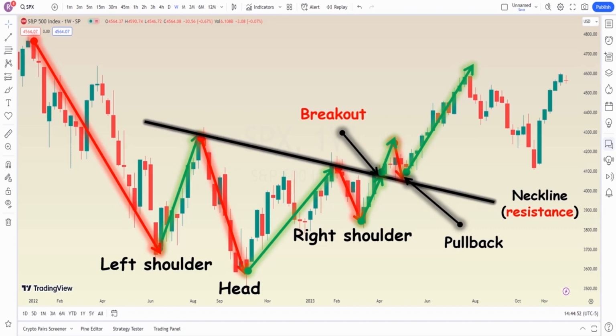Inverse head and shoulders is similar to the standard head and shoulders pattern, but inverted. It may be used to predict reversals in downtrends. An inverse head and shoulders pattern, upon completion, signals a bull market. Investors typically enter into a long position when the price rises above the resistance of the neckline.